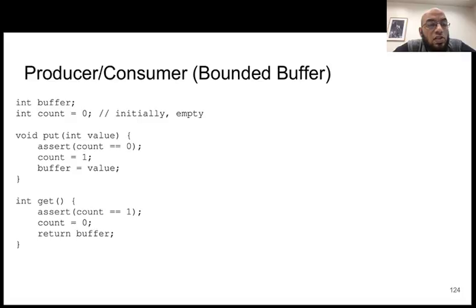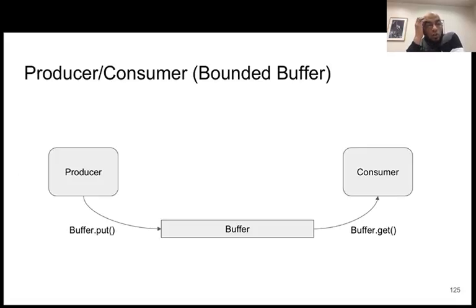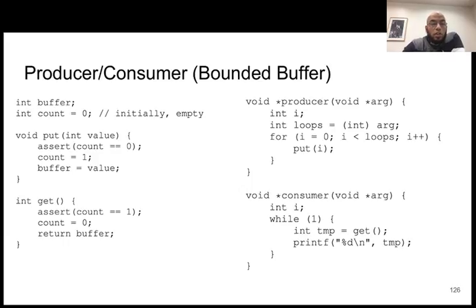Get will start by asserting that the count is equal to 1, signifying that, well, you have data in the buffer. Then it will set the count to 0, and then it will return the buffer value. And of course you want this to be atomic. So this is the buffer.put and the buffer.get functions that we were just discussing.